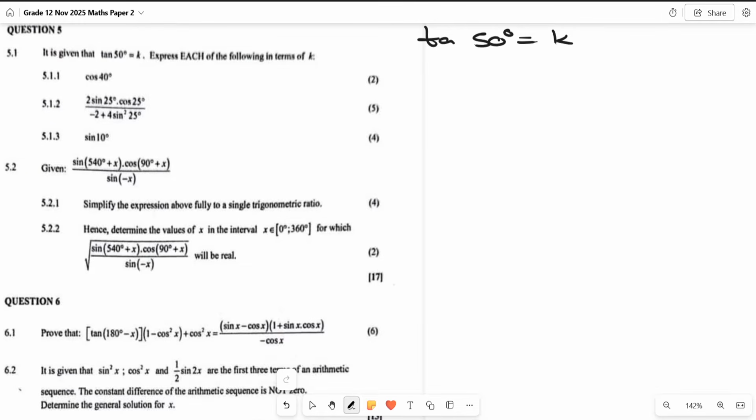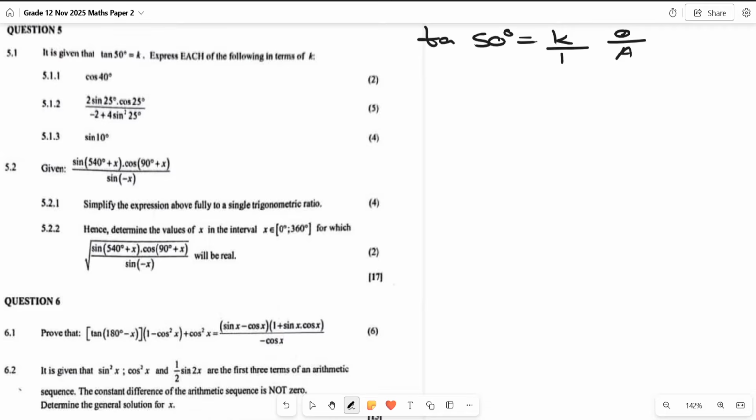We already know that this is that question where you need to have a CAST diagram and lots of things happening. Since we are given tan 50 is equal to k, we know that k is being divided by 1. And what is the tan ratio? It is opposite over adjacent. You know that? I'm sure you do.